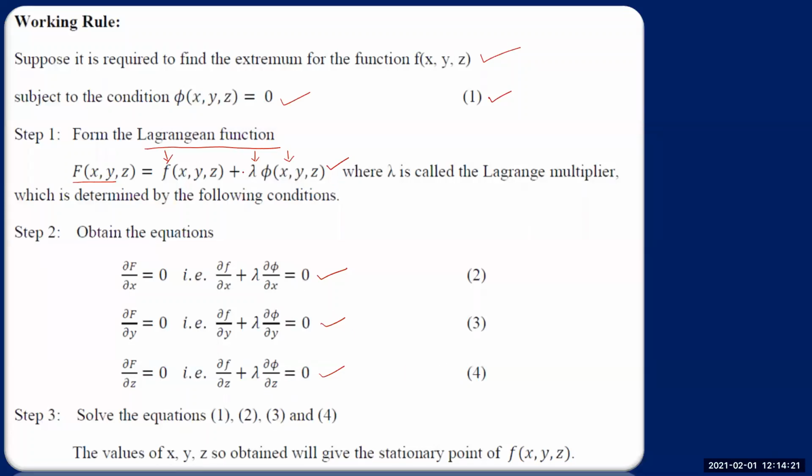There are 3 unknowns along with lambda. That's a 4th unknown. So now we have exactly 4 unknowns, X, Y, Z, and lambda, and of course 4 equations. Now when we solve these 4 equations for 4 unknowns, we get several combinations for X, Y, and Z, right? Whatever the combinations you are getting for X, Y, Z, we call these stationary points.